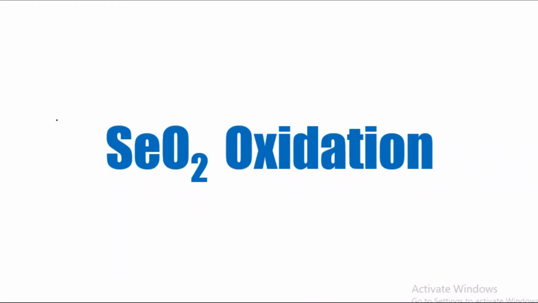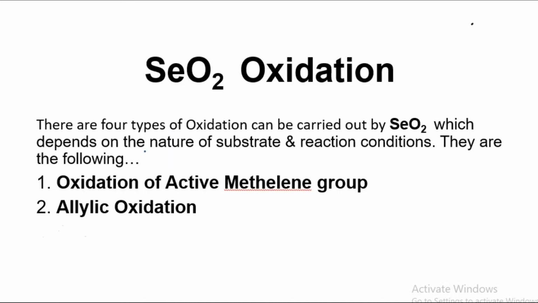So today we will talk about the selenium oxide oxidation. So let's start our topic. You know that selenium oxide performs various types of oxidation processes. Among them we are going to talk about two of them. The first is oxidation of the active methylene group, and the second is the allylic oxidation of alkene.